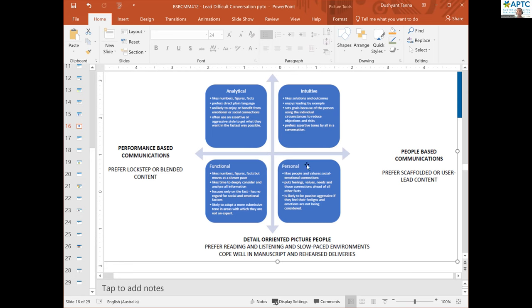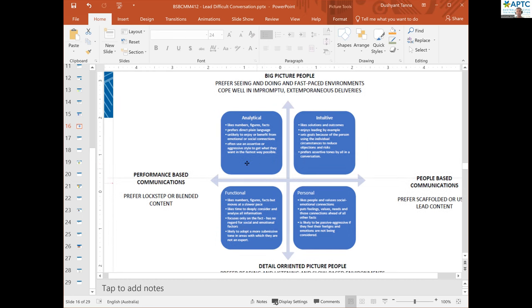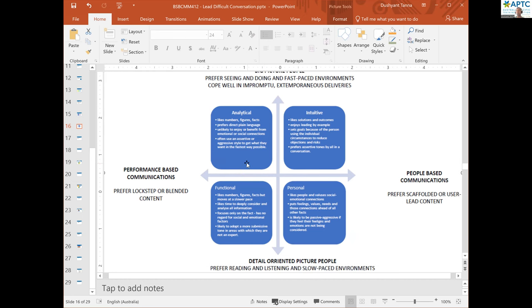And here are four major types of it. Analytical, who likes numbers, figures, facts, direct language. People like me, I'm very much analytical, I would say. I can't really make up a sentence, right? When I say make up, I mean like the English people, you know. I'm very plain when I'm speaking, only a few sentences, few words, and that's what I say.